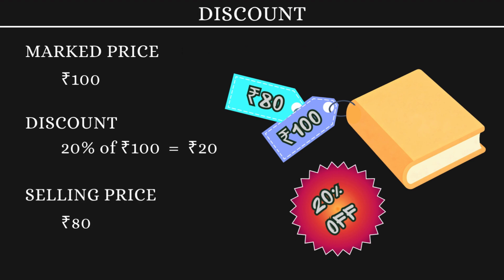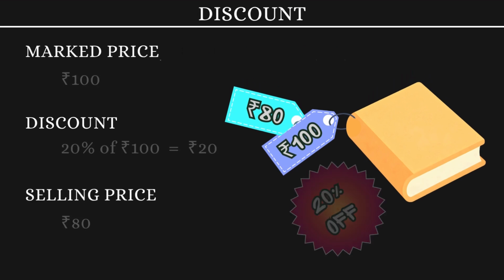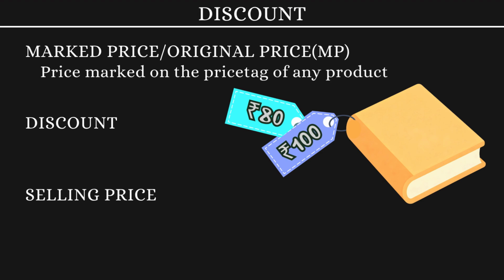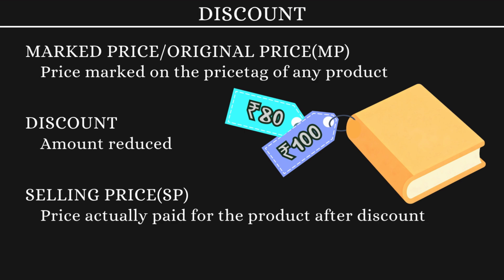So let's see what these three terms mean. Marked price or the original price is the price on the price tag of any product. Discount is the amount reduced from the marked price. And the selling price will be the price you actually pay for the product after reducing the discount.